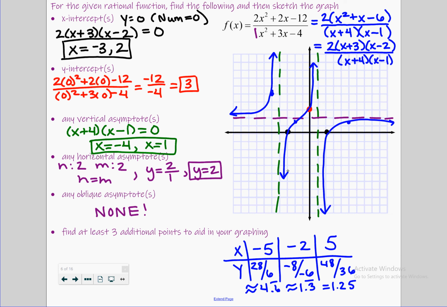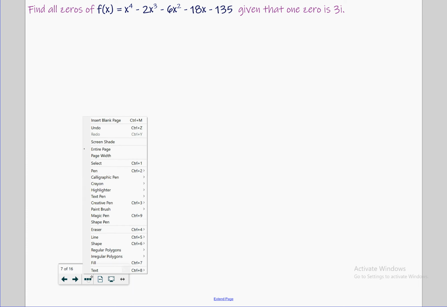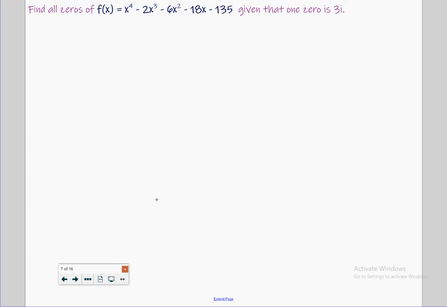Okay. Last 2 problems. Oh, and I think you're almost done. If you want to finish it up. Okay. All right, last 2 problems. Find all the zeros given that 1 zero is 3i. If they give you a zero, that means you have enough to work backwards and divide it out to get what we're missing. If 3i is a zero, what else is a zero? -3i. And if I have zeros, I can write factors. What are the factors?